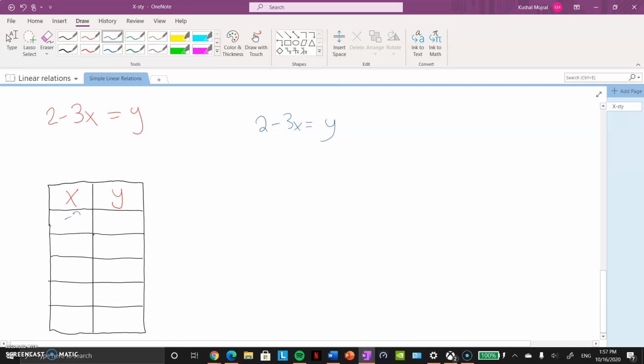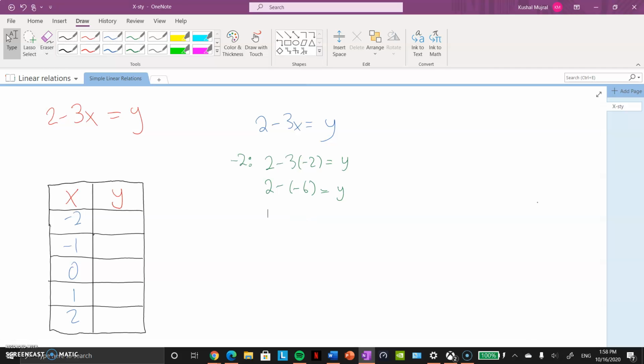We're going to write -2, -1, 0, 1, 2. So let's write for -2. 2 minus 3 times -2 equals y. 2 minus -6, yeah, equals y. 2 plus 6, or actually, let's model this for 1 second.